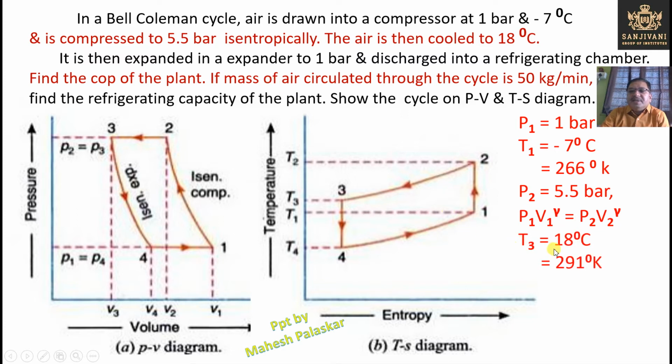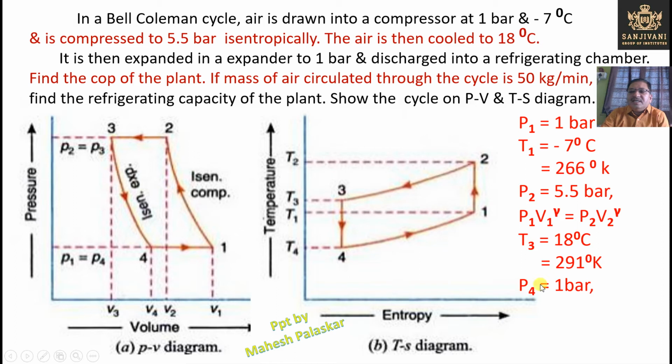Next, temperature T3 is 18 degree centigrade. So 18 plus 273 is 291 degree Kelvin. Here it is given that the air is then cooled to 18 degree centigrade. So after compression, air is cooled to 18 degree centigrade, so the temperature at point 3 is 18 degree centigrade. Process 2-3 is the cooling process or heat rejection by the refrigerant at constant pressure. So P2 is equal to P3. At this constant pressure, the air is cooled to a temperature of 18 degree centigrade.